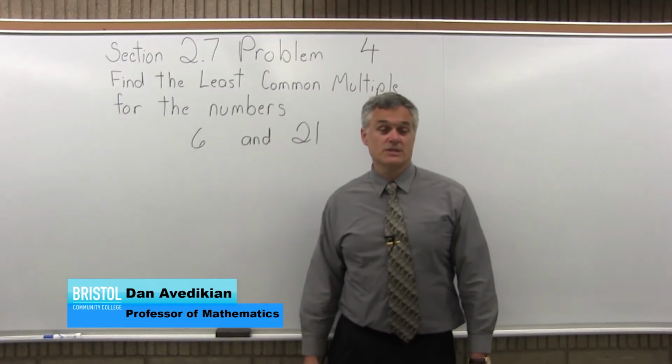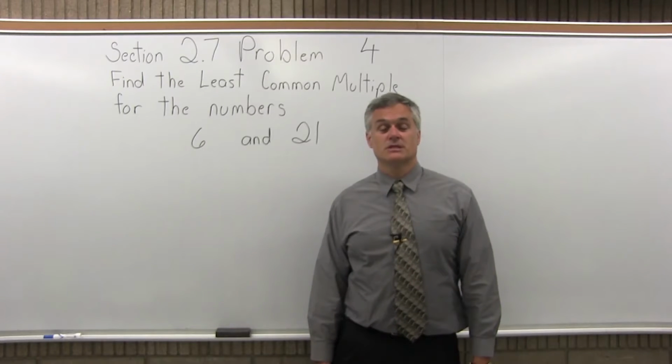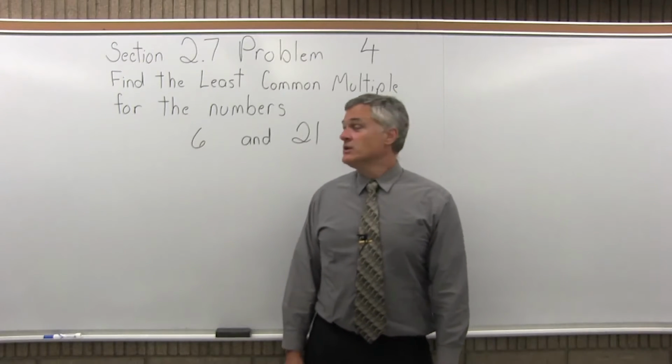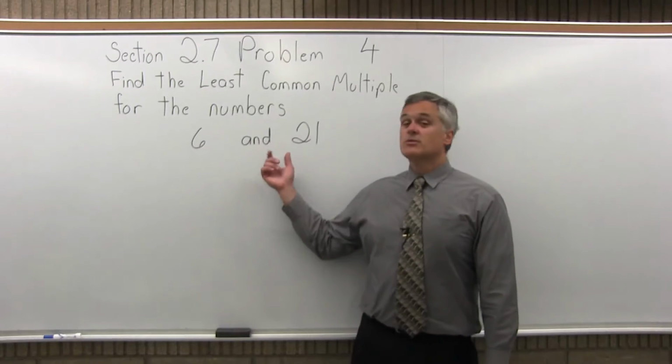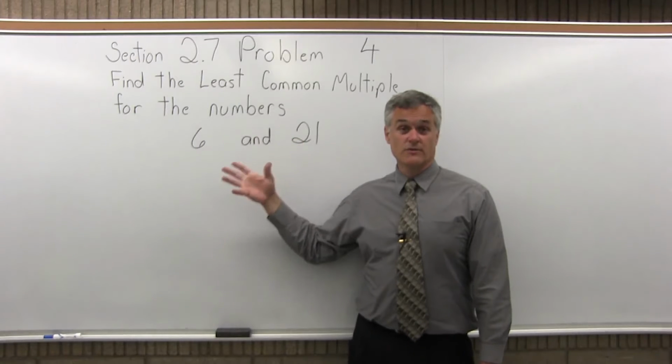This is Section 2.7, Problem 4. It says find the least common multiple for the numbers 6 and 21. So what this problem means is we want to find the smallest value that both 6 divides into evenly and 21 also divides into evenly.